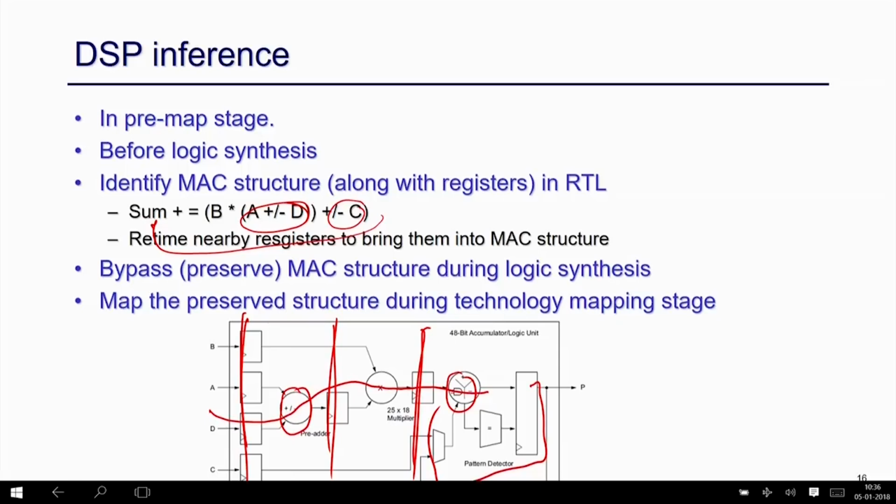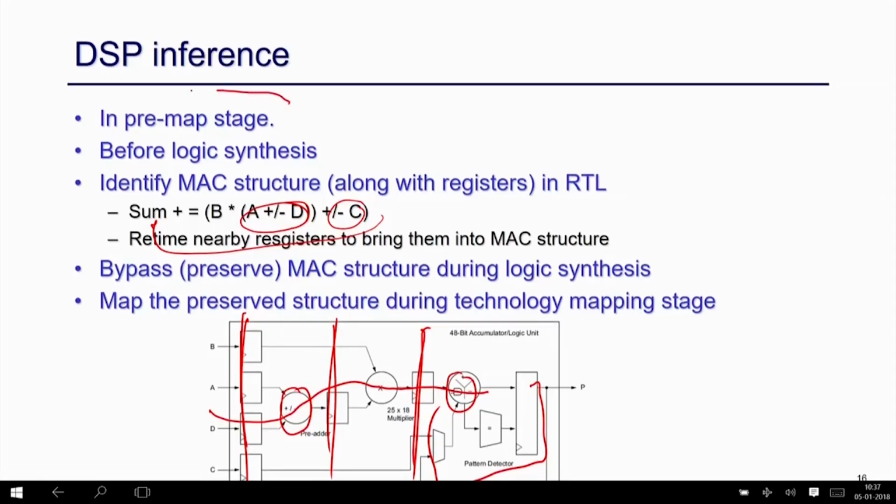Now, the question is how we can do this efficiently. That is something called DSP inference in the FPGA flow. You can understand that once you have done the logic synthesis, everything is represented by gates. In that case it is very difficult to identify which is a multiplier, which is an adder and so on. So, the problem is that we have to identify this multiply-accumulate structure before logic synthesis, which is called the pre-map stage.